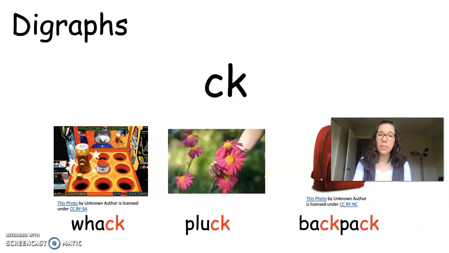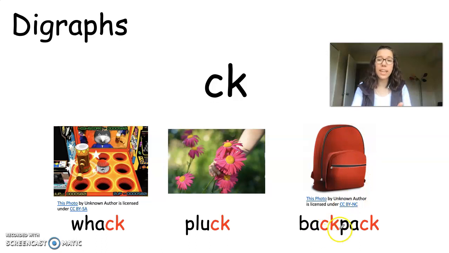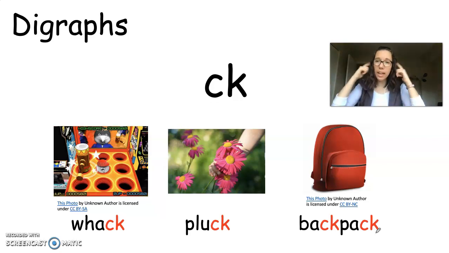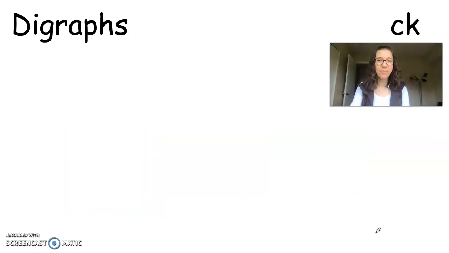Now, backpack is one that has it at the middle and the end. The CK digraph shows up twice. This is also a compound word, meaning that back is a word and pack is a word, and we can smush them together to make a new word, backpack. But again, we're listening for that CK sound, k, k, k. We're going to do some examples together, and then I'll walk you through your seesaw, okay?